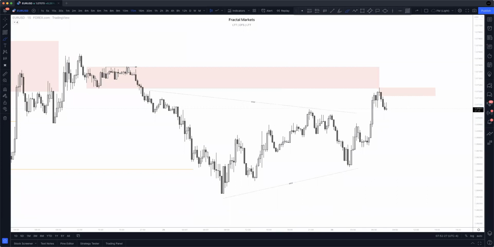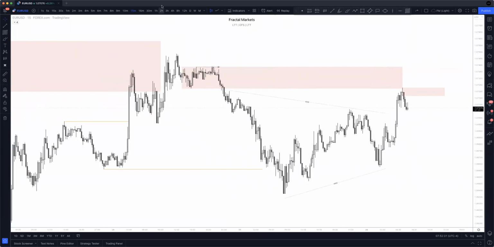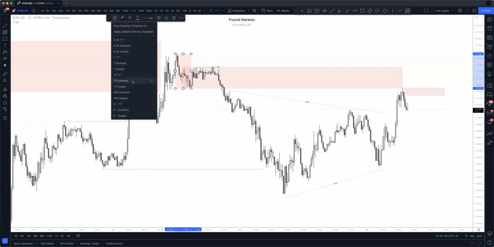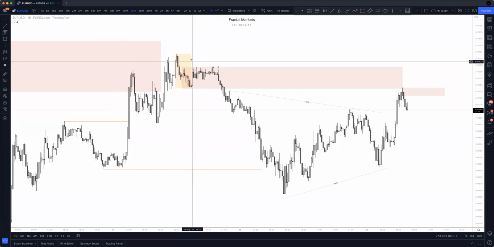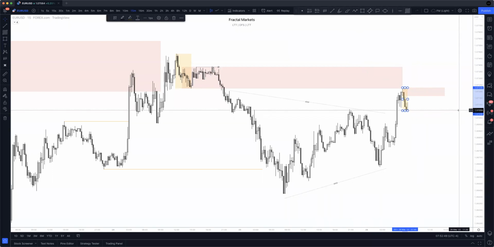Please show a few examples of a V-shaped recovery.